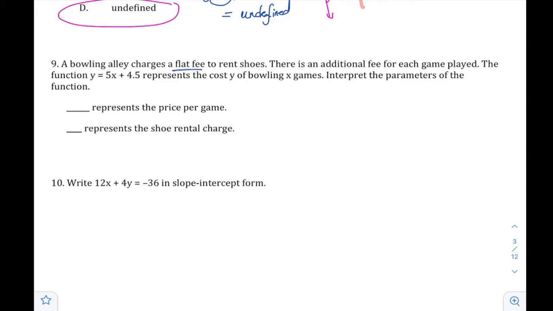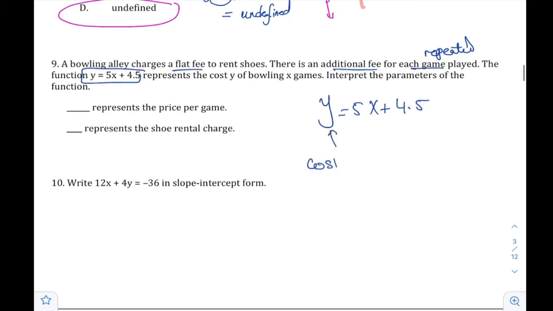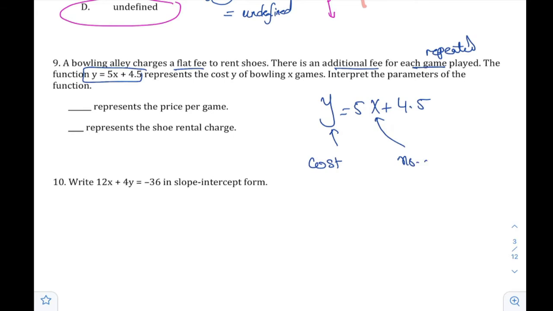There is an additional fee for each game played. So this one will be repeated depending on number of games. The function y equals 5x plus 4.5 represents this situation. Y is the cost of the bowling, x is the number of games.